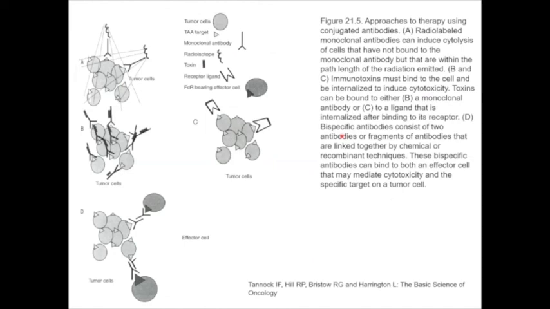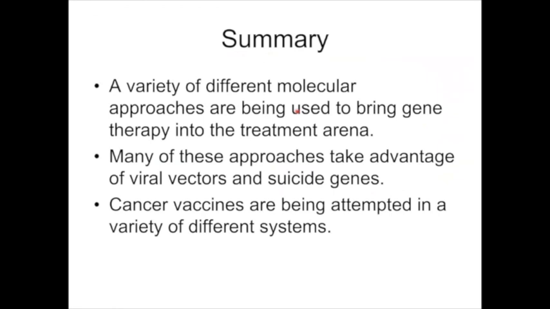There are other types of gene therapy where people have tried to use radioisotopes to target particular tumors. We talked about that a little bit when we talked about brachytherapy. So I think that's the more relevant thing. And so let me just end this. There are these molecular approaches that are being used to bring gene therapy into the treatment arena. There are many approaches that tend to use different kinds of viral vectors and different kinds of suicide genes, and cancer vaccines are also being attempted.